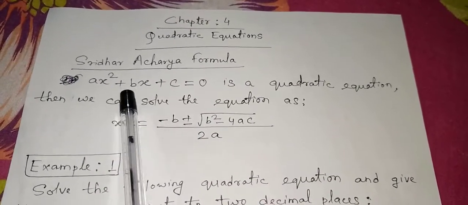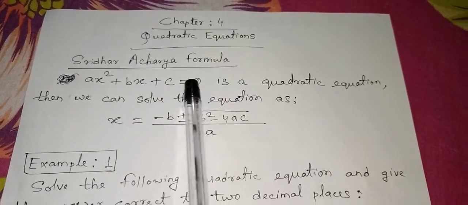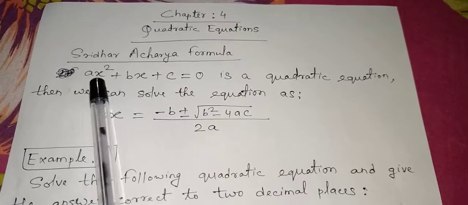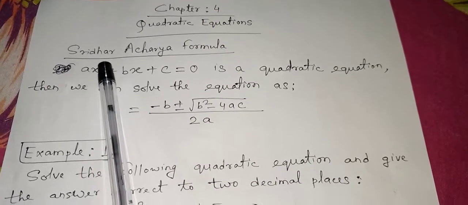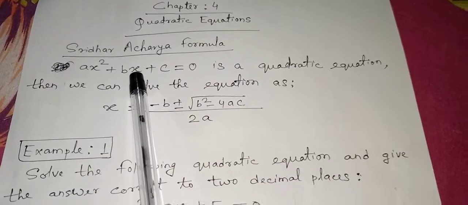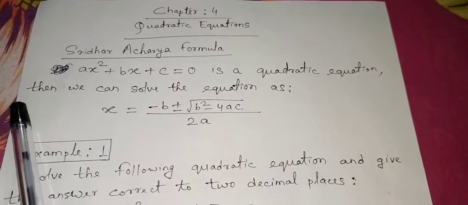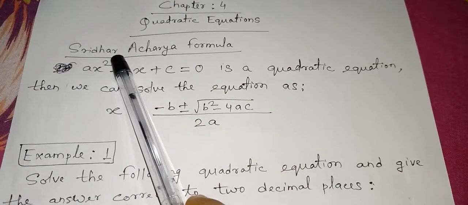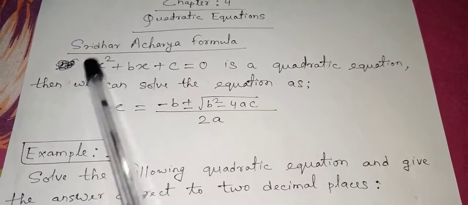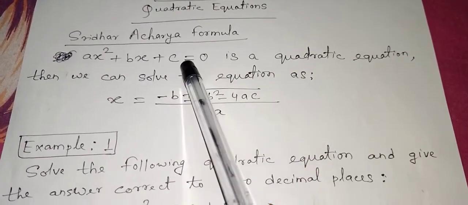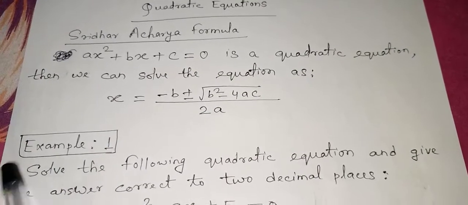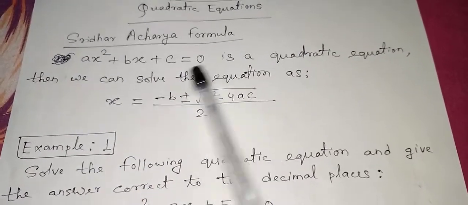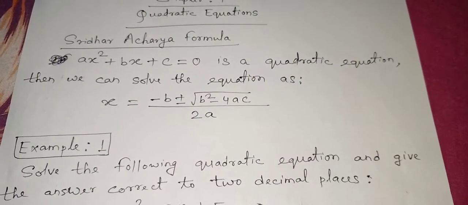ax square plus bx plus c equal to 0 is a quadratic equation. So you can see here x square is one variable, here x is variable. So here we have variable in the form of x, where in the square form of x we have a, in x we have b, and a constant term is c, and is equal to 0. Then this type of equation is called a quadratic equation.